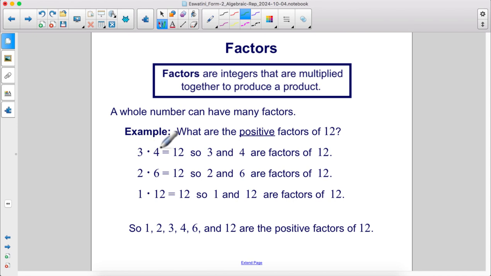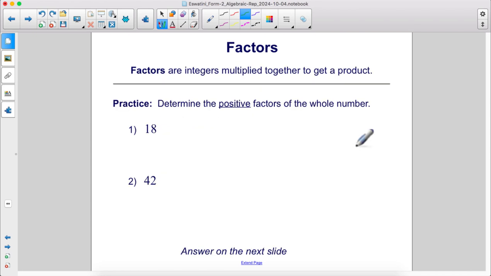What are the positive factors of 12? Well, 3 times 4 equals 12, so 3 and 4 are positive factors of 12. 2 times 6 and 1 times 12. Therefore, 1, 2, 3, 4, 6, and 12 are the positive factors of 12.